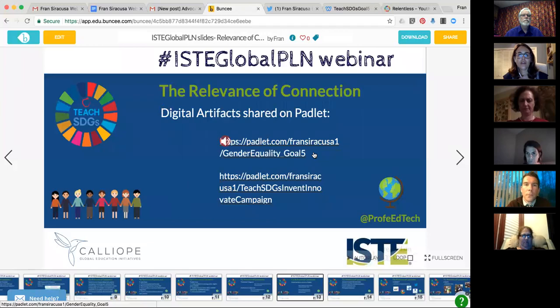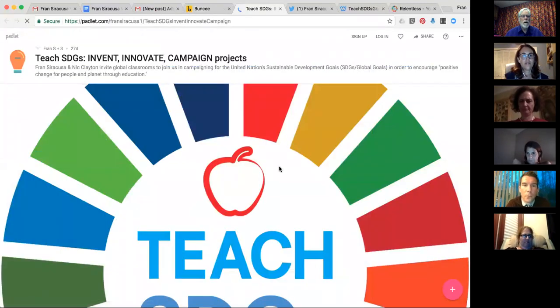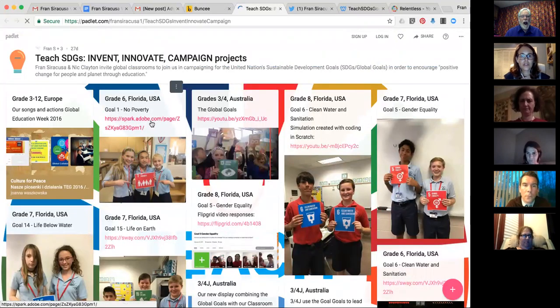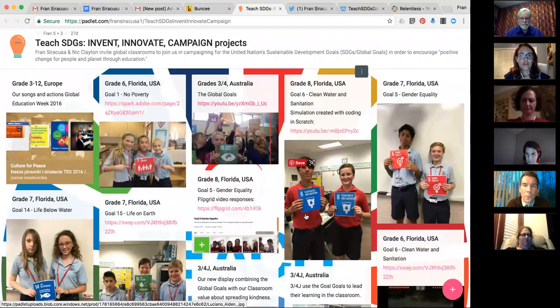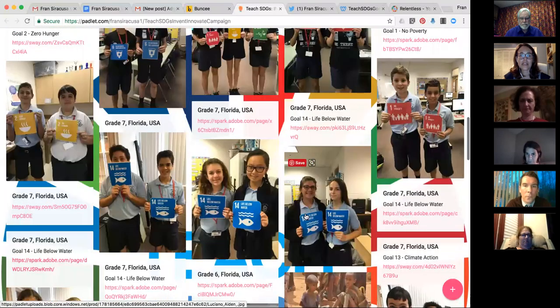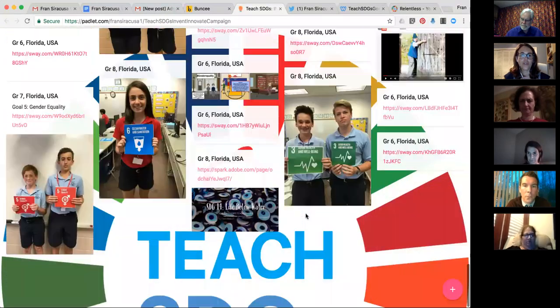You just saw the Padlet where I had all the different posters for gender equality. And this is the Padlet right here for the Invent, Innovate, Campaign projects. When the students created their item, and I'll show you an example of one, I also asked to take a picture of them in the classroom. So I took a picture of the group holding up the goal that they were campaigning for. If you look down, you can see all the different students that did this. And at the end, I posted it out on Twitter and asked other people to join us.